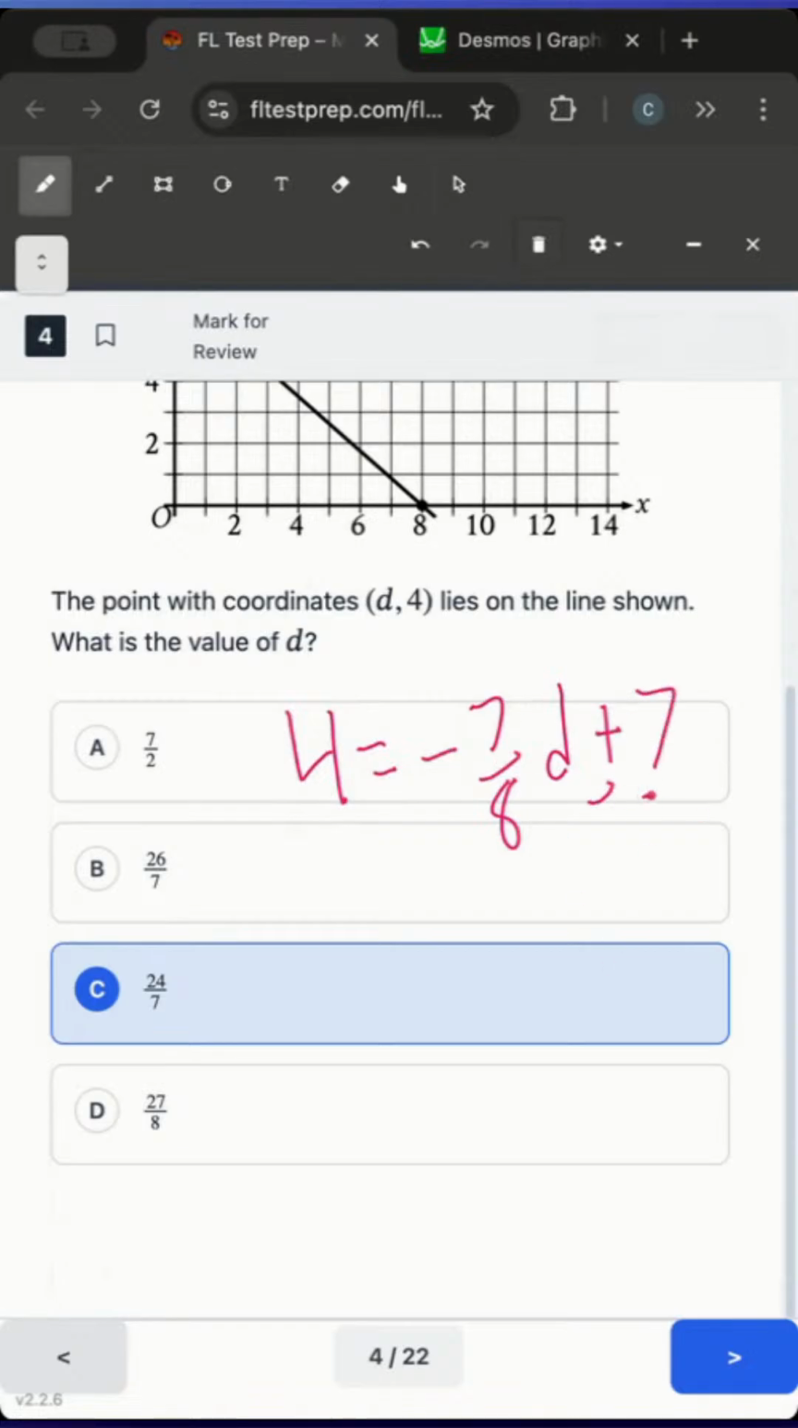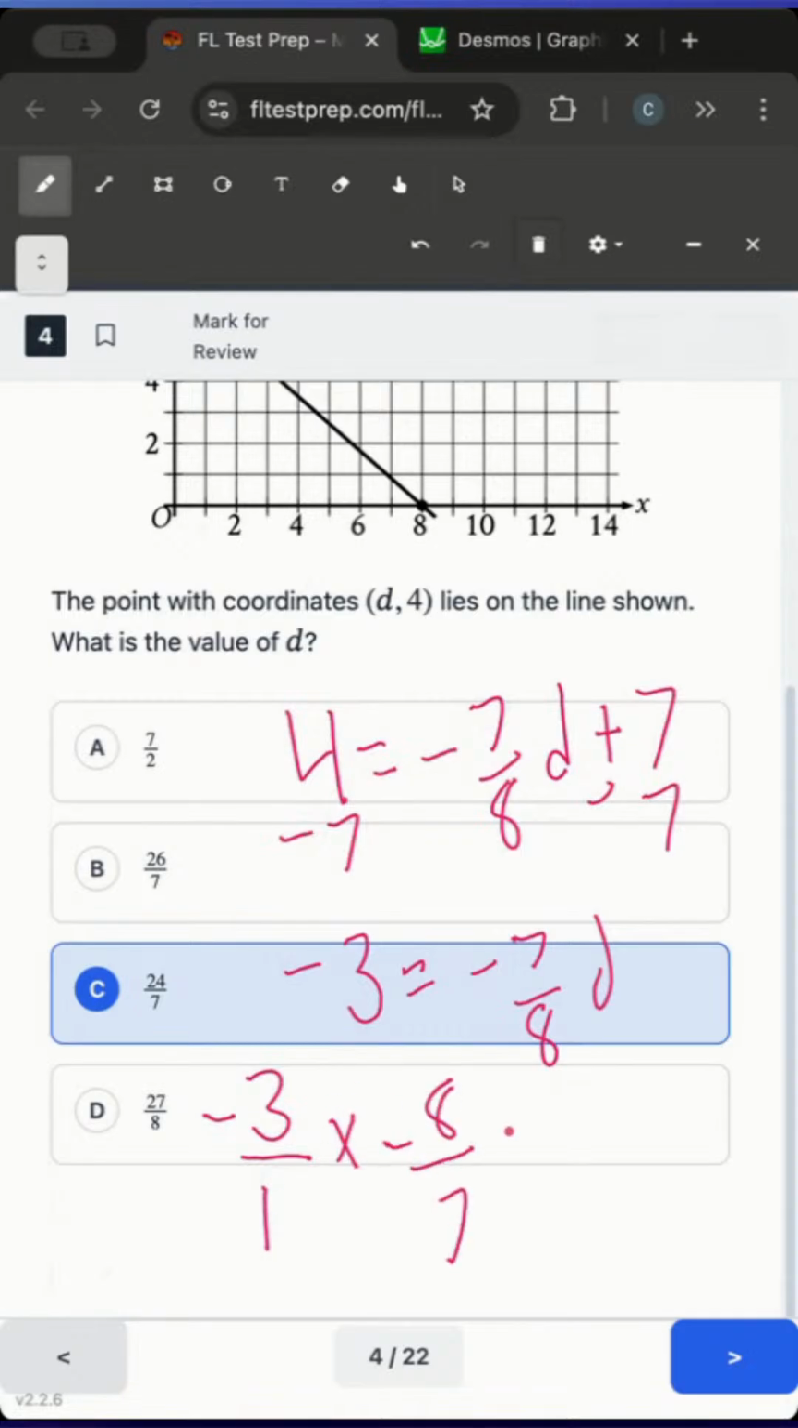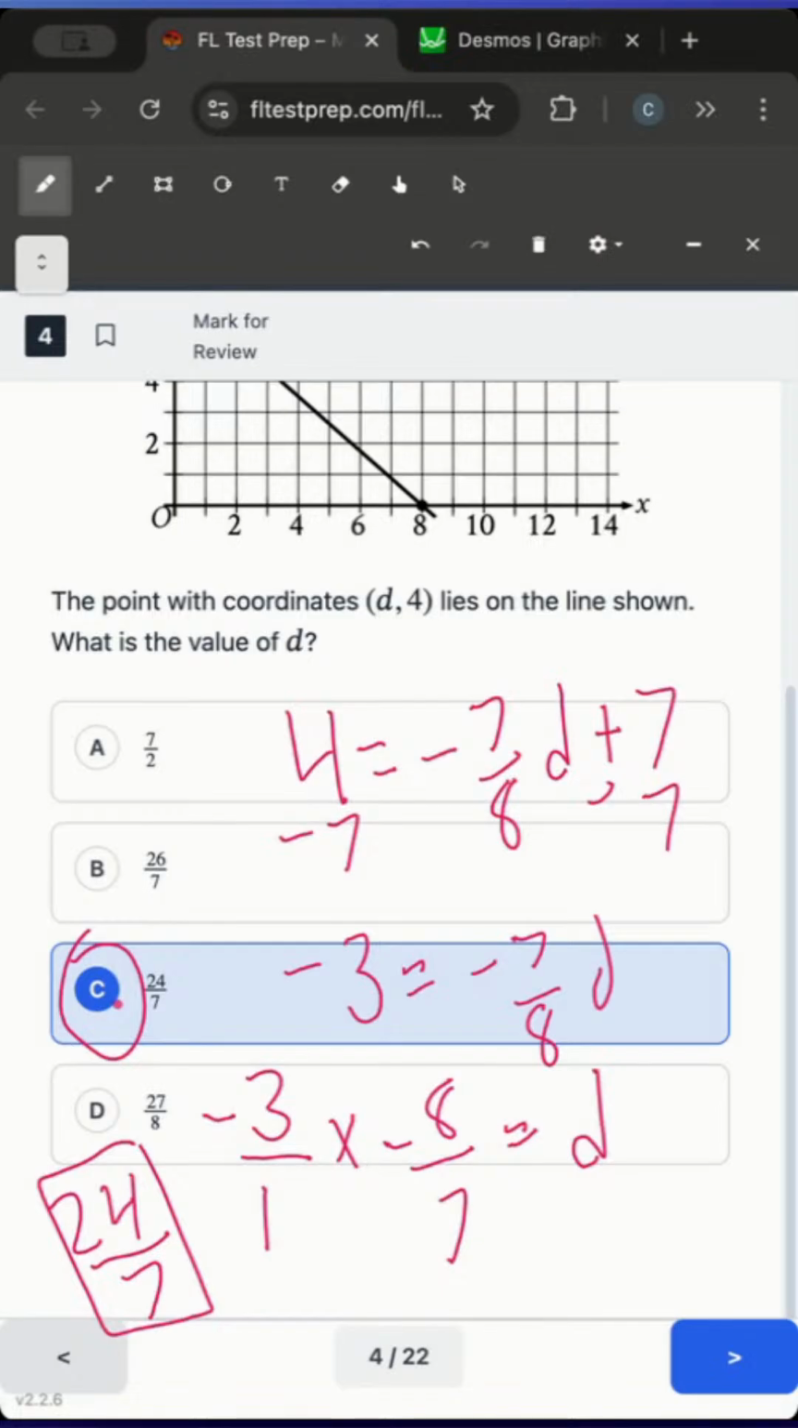So what we want to do is subtract 7 from both sides. We're going to get negative 3 equals negative 7/8 d. Then we're going to have to get rid of this by multiplying the other side by the reciprocal. Negative 3/1 times the reciprocal, which is negative 8/7, equals d. We know negative 3 times negative 8 is going to be positive 24. We know 1 times 7 is going to be 7. So 24/7 is going to be our answer. So C is the correct answer for this question.